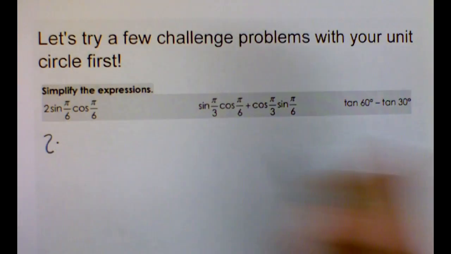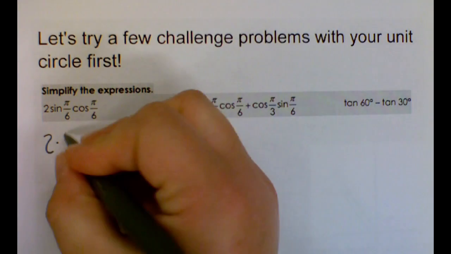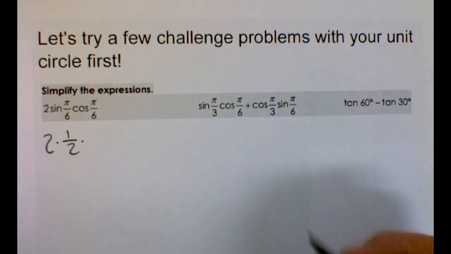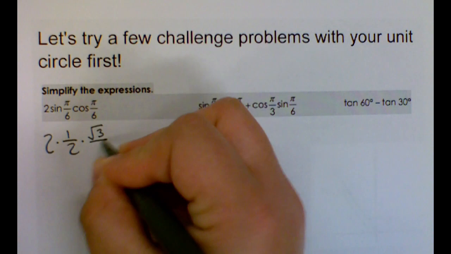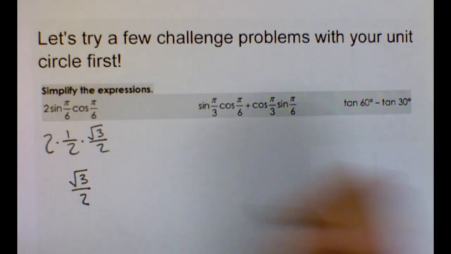Well, the sine of pi over 6 is 1/2. And the cosine of pi over 6 is square root 3 over 2. Notice that the 2's cancel here, leaving me just square root 3 over 2.